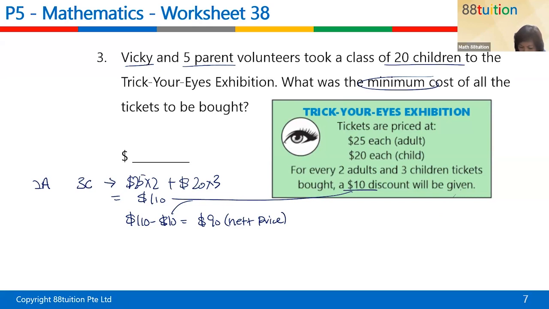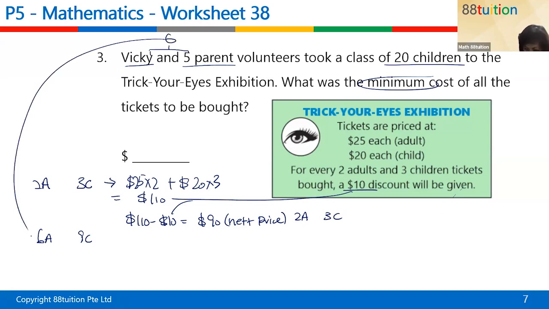And this is meant for 2 adults, 3 children. But now I will need to have 6 adults and 9 children. Correct? So because of the 6 of them, I need to times 3. I need to times 3 here. So therefore, this one will be times 3 also, right? Times 3.